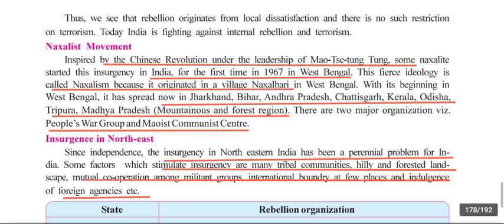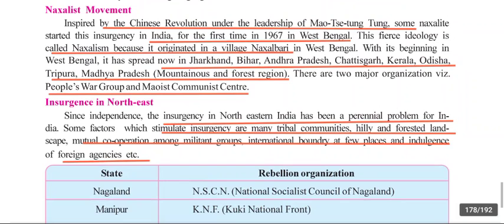a national level. Another important thing which we need to know apart from terrorism and rebellion is the Naxalite movement. Inspired by the Chinese Revolution under the leadership of Mao Zedong, some Naxalites started this insurgency in India for the first time in 1967 in West Bengal. In the village of Naxal Bari, this movement was started, and that's why it is known as the Naxalist movement.